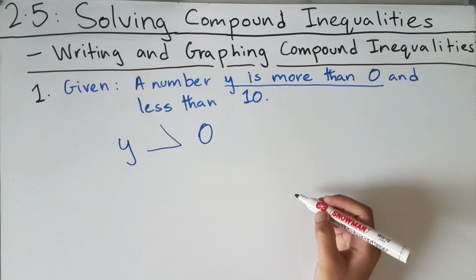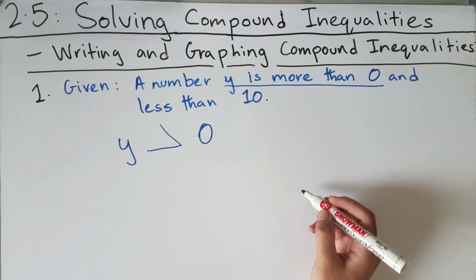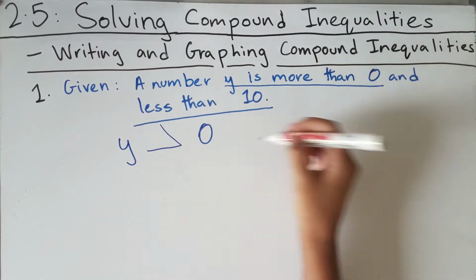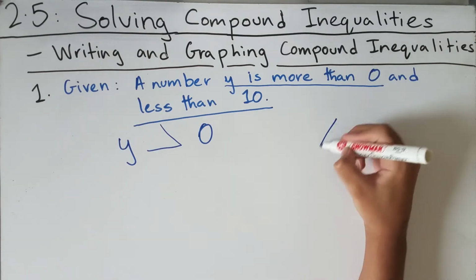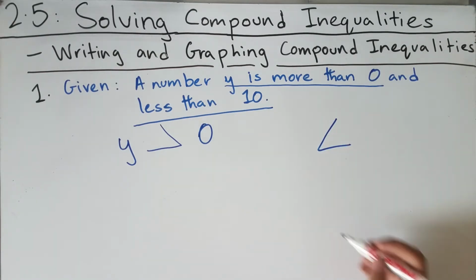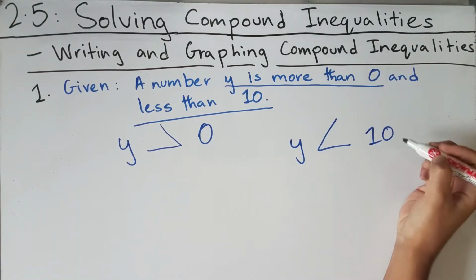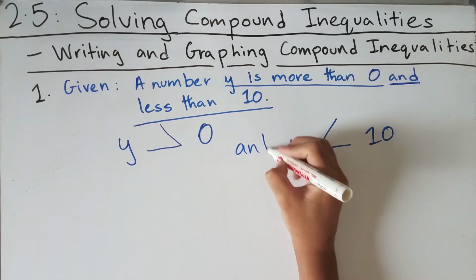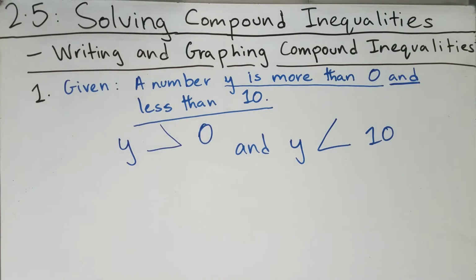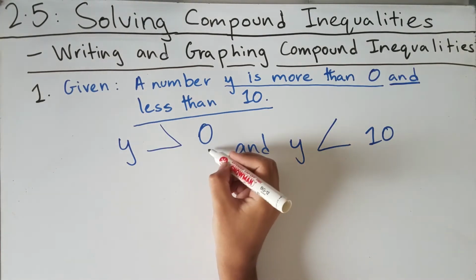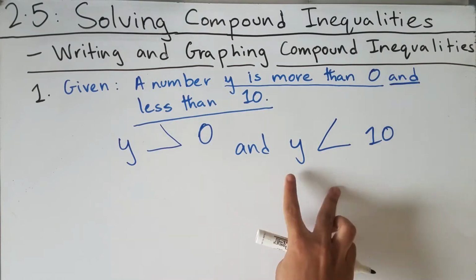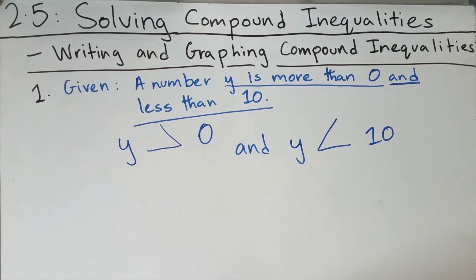Now let's look at the second phrase. Well, the second phrase tells us that y is less than 10. And the less than phrase tells us that something is using this symbol, the less than. So y is less than 10. And in the middle we know that it's using the and keyword, meaning that it includes these two. So this compound inequality tells us that y has to be greater than 0 and it has to be less than 10. So it's a combination of these two inequalities. Let's graph these two inequalities on a number line to see what it means.